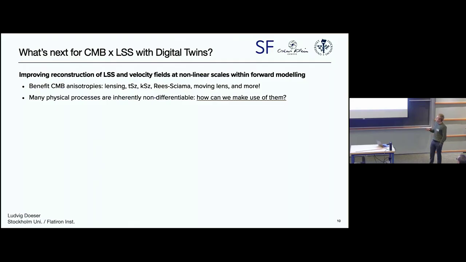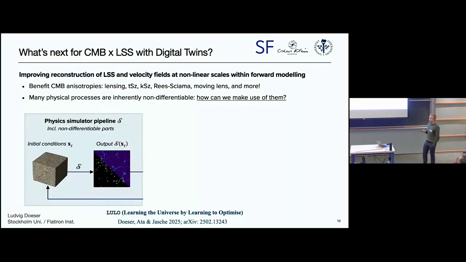The issue is that many physical processes are inherently non-differentiable. So Adrian talked a bit about different ways of going about to do differentiable modeling, and there has been a lot of work and effort into differentiable hydrosims and these kind of things. But I've been looking at a different approach of how we can just naively incorporate these non-differentiable forward models. So I've developed this framework called Learning the Universe by Learning to Optimize, which is agnostic to your simulator.